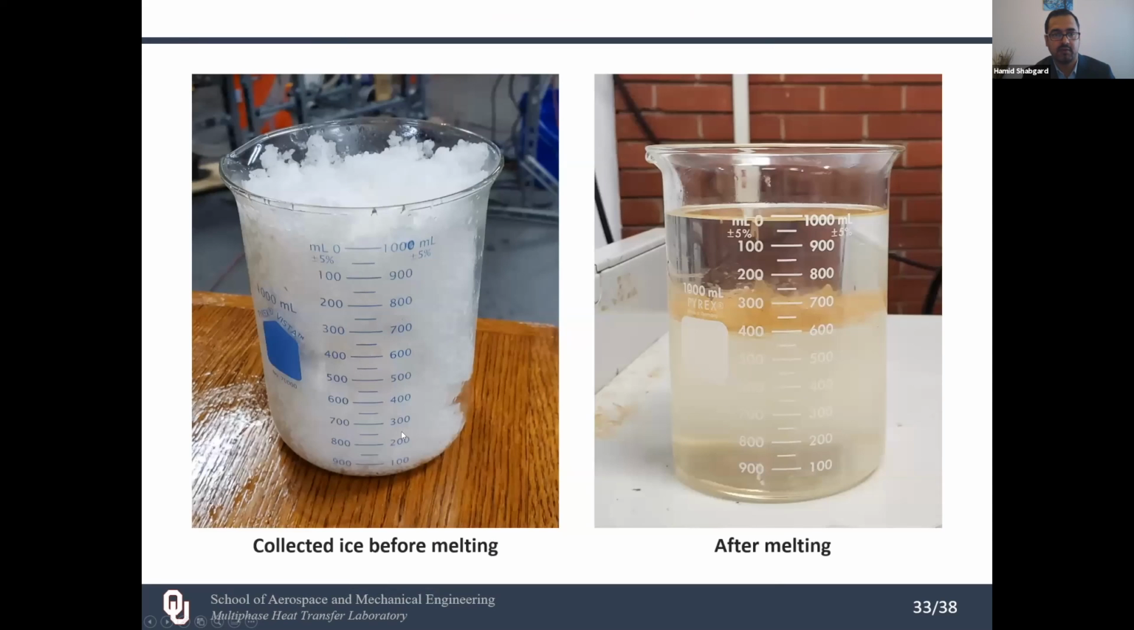This is the sample of ice that was collected before melting, and after melting, you see the bottom is the water, and on top this is the cold liquid, the inert liquid that we use. So the ice carries some ICL with it because it is attached to the surface. It's usually 60 to 40%, the ratio of water to the ICL. And all we need to separate this is let it melt, and then they separate by gravity.